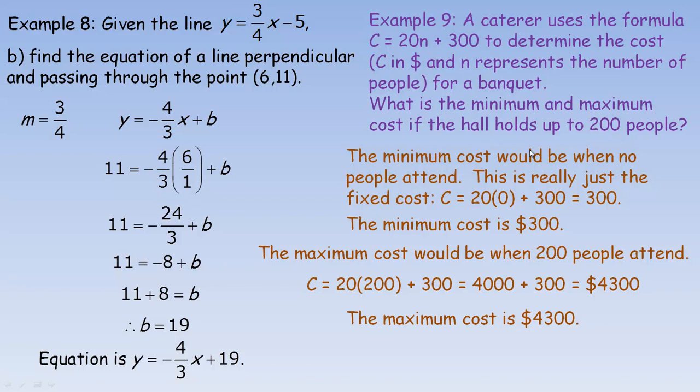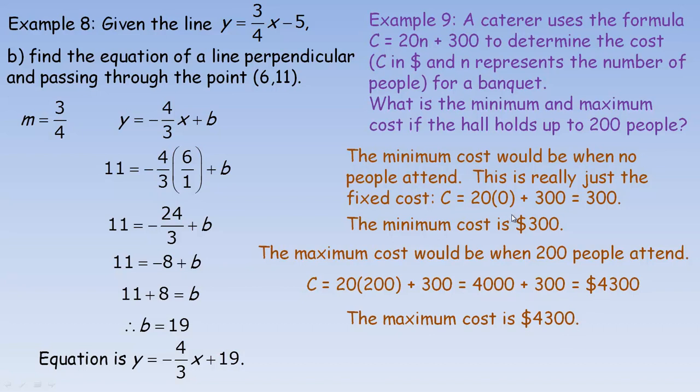Now the minimum cost would be when there's no people, when no people attend whatsoever. So we would take our equation and put 0 in place of n. So 20 times 0 plus 300, of course 20 times 0 is 0, so it's just 300. So the minimum cost would be $300. The maximum would be when the highest number of people attend. So we would put 200 in place of n in the formula. So it would be 20 times 200, which is 4,000, plus the 300, so it's 4,300. So that would be the maximum cost.